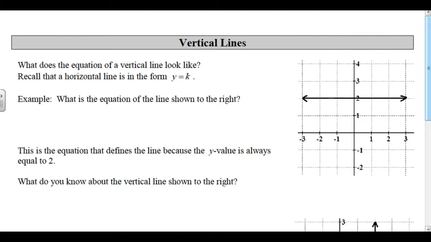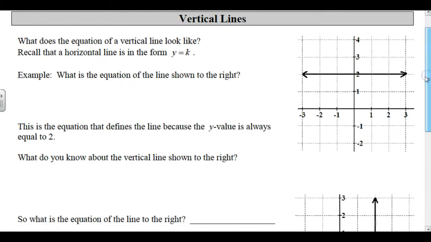All right, last thing, vertical lines. What does the equation of a vertical line look like? So a horizontal line is of the form y equals k. The equation of this line is y equals 2. The equation defines the line because the y value is always equal to 2. So it says y is 2.